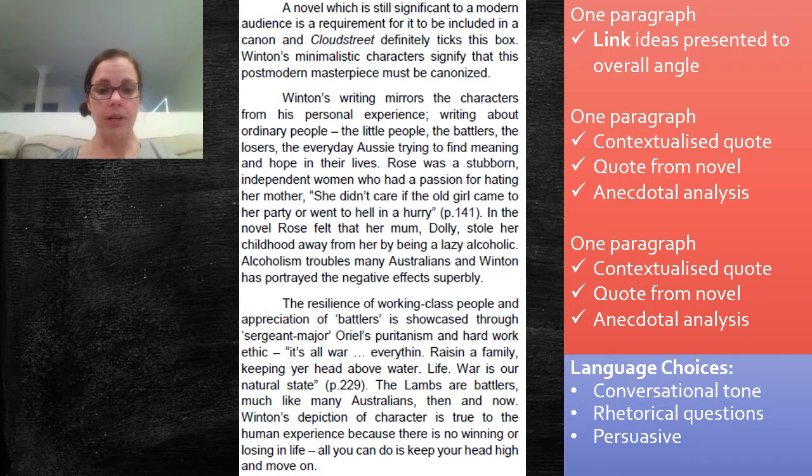The resilience of working class people and appreciation of battlers is showcased through Sergeant Major Oriel's puritanism and hard work ethic. It's all war, everything, raising a family, keeping your head above water, life. War is our natural state. The Lambs are battlers, much like many Australians, then and now. Winton's depiction of character is true to the human experience because there's no winning or losing in life. All you can do is keep your head high and move on.